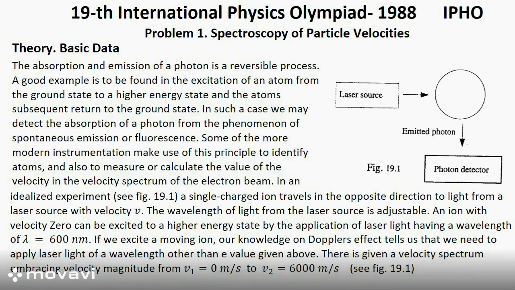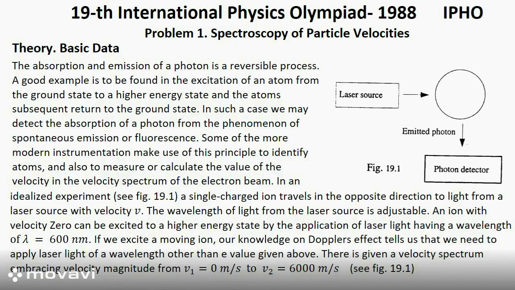In an idealized experiment, see figure 19.1, a single charged ion travels in the opposite direction to light from a laser source with velocity v. The wavelength of light from the laser source is adjustable. An ion with velocity 0 can be excited to a higher energy state by the application of laser light having a wavelength of lambda equals 600 nanometers.